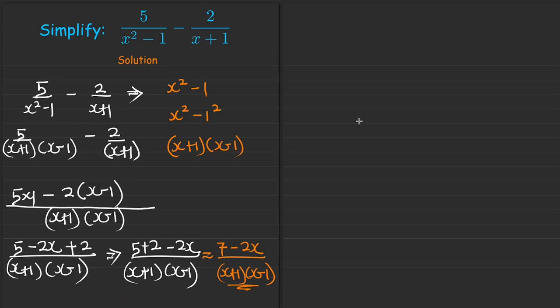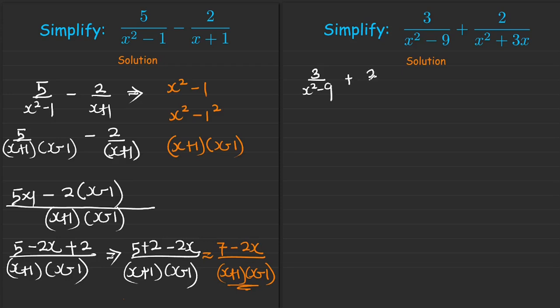Now, one might ask, what if we have a fraction where both denominators would need factorization? Let's look at such an example. So for this question we have, it says you have to simplify 3 over x squared minus 9, then plus 2 over x squared plus 3x.